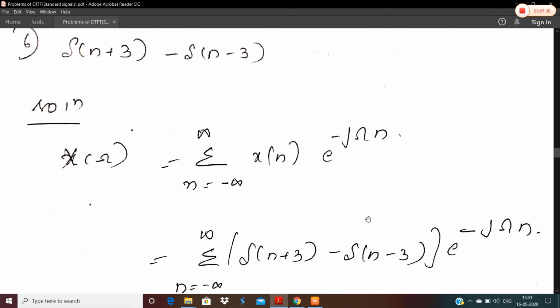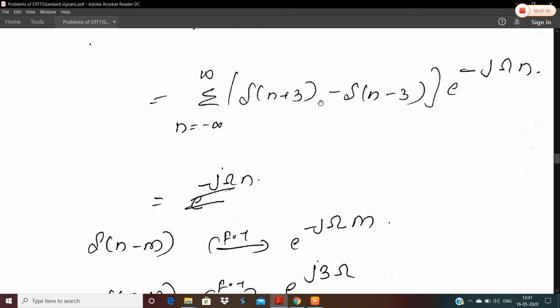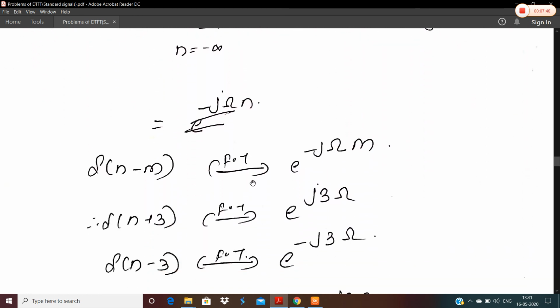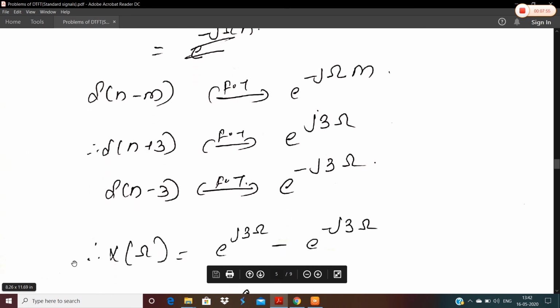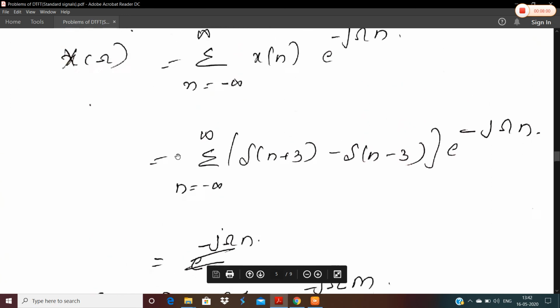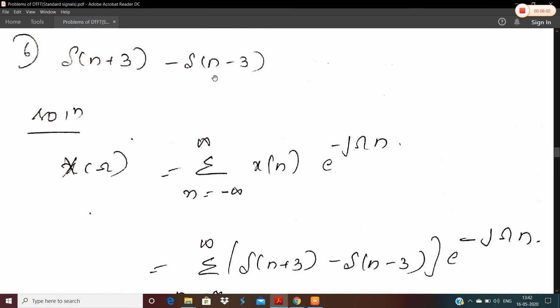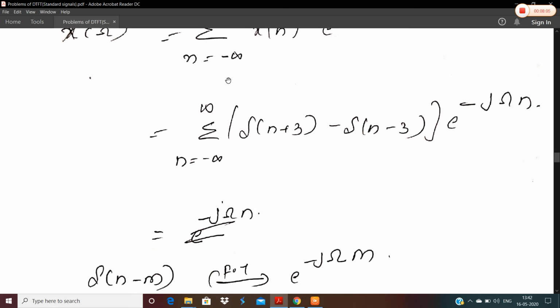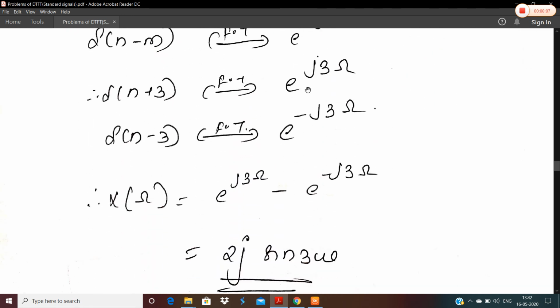Now, moving on to the next problem, delta of n plus 3 minus delta of n minus 3. We already found the DTFT of delta of n minus m is nothing but e raised to minus j omega m. That is a result that we already found out. So on applying that result, delta of n plus 3 is your first term and delta of n minus 3 is your second term. Delta of n plus 3 will have the DTFT of e raised to j3 omega, and delta of n minus 3 will have the DTFT of e raised to minus j3 omega.